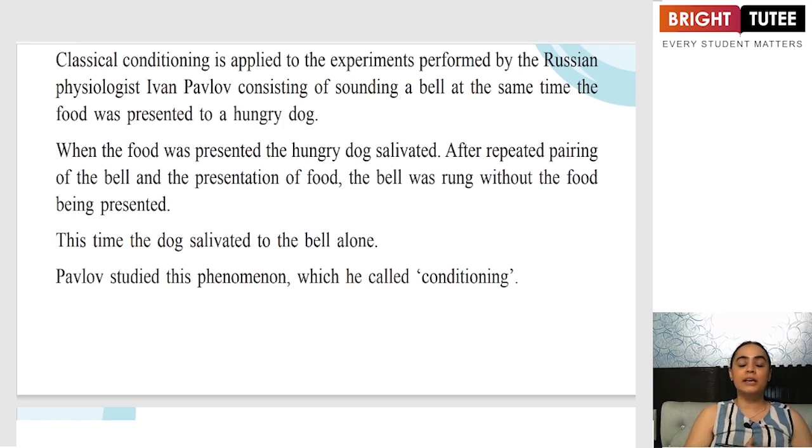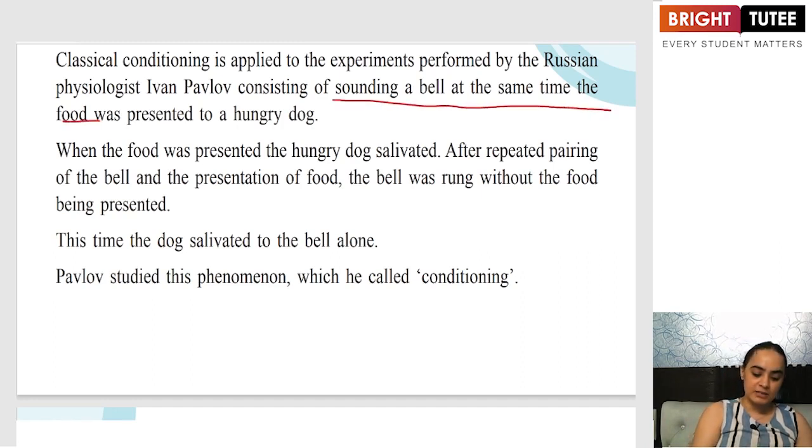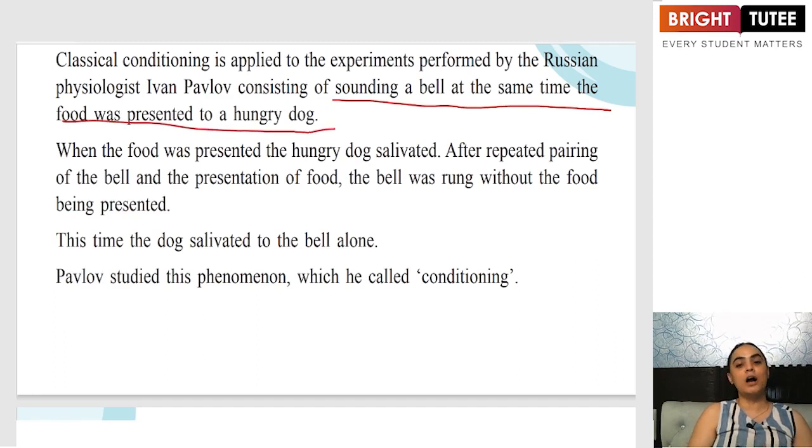And how did he come up with the theory of classical conditioning? By using a sounding bell at the same time the food was presented to a hungry dog. Now, what did he do? He noticed that when a dog was offered food, the dog salivated. Salivated means the saliva of the dog fell down because he was greedy and he wanted to eat that food, so the dog salivated. He continued to do it.